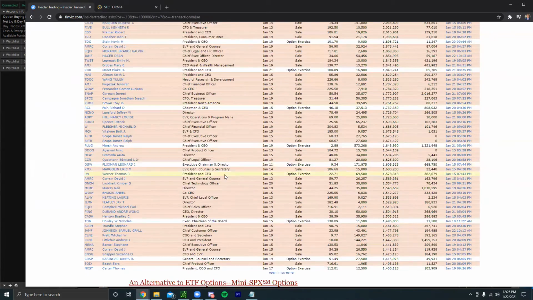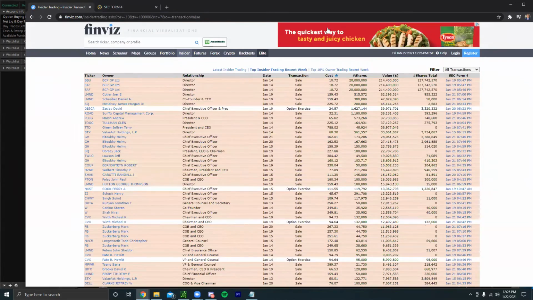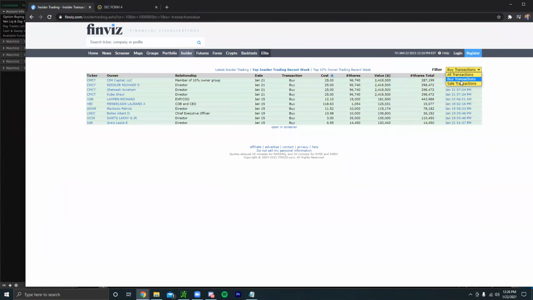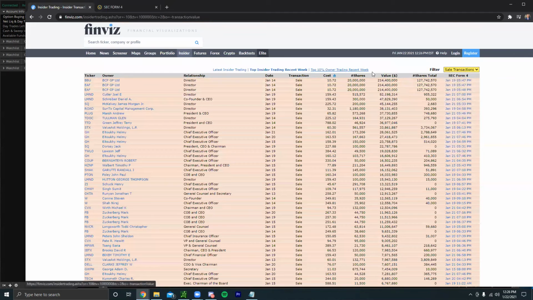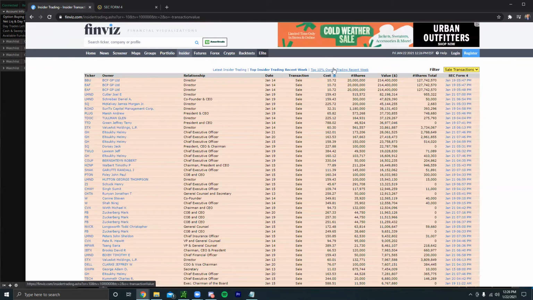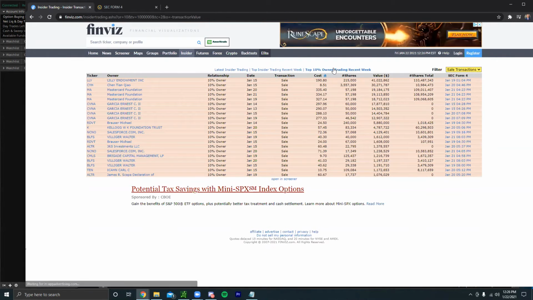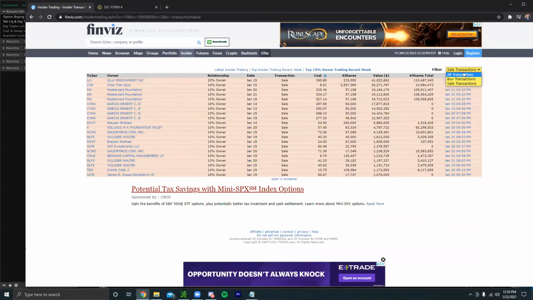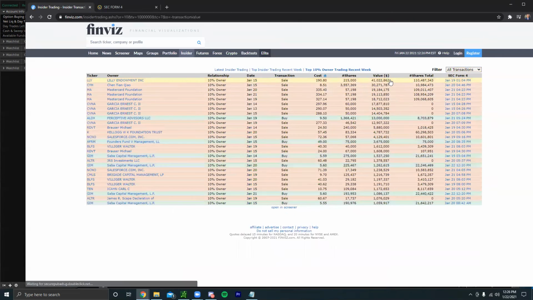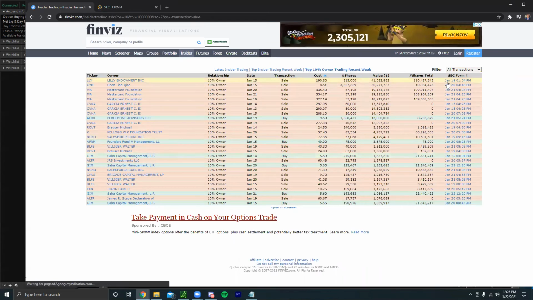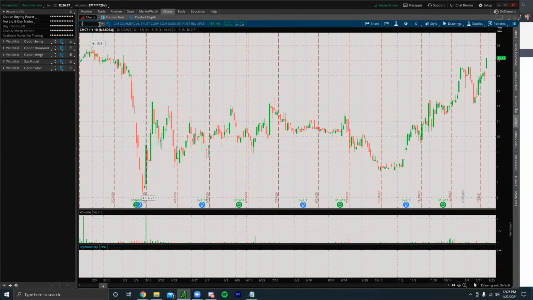So either way, there's a lot of useful data on this site. It's completely free, and you can even filter it through buy transactions, sale transactions, and all that good stuff. And then if we go to the top 10% owner, the trading for the recent week, this is basically just trades that are from 10% owners, obviously. And if we go to all of them, we could see some of the most important ones. Like we have LLY being sold, about $41 million worth of LLY. Take a look at that.